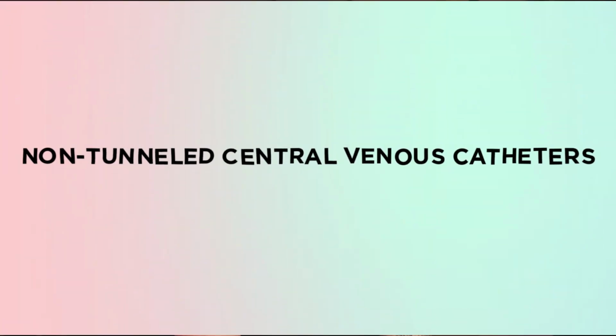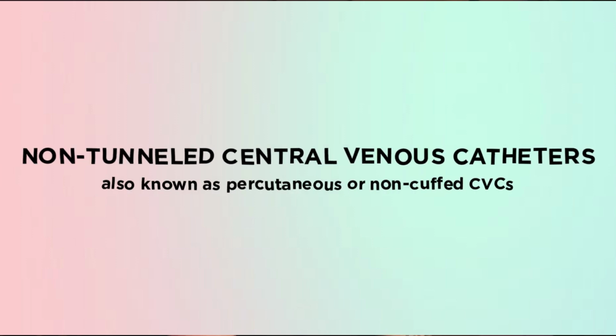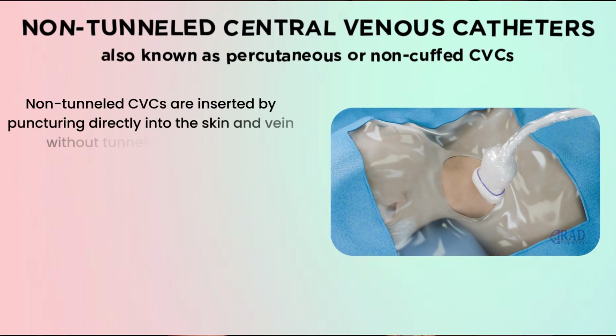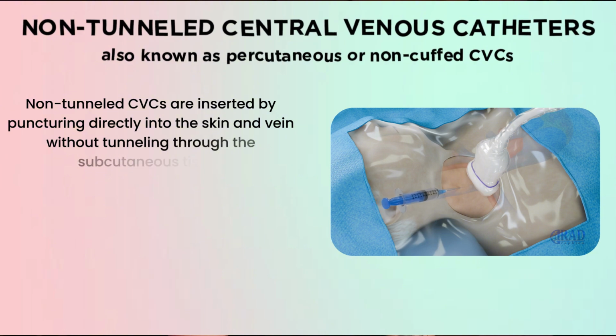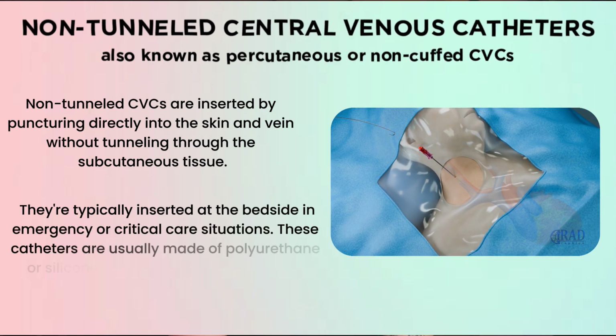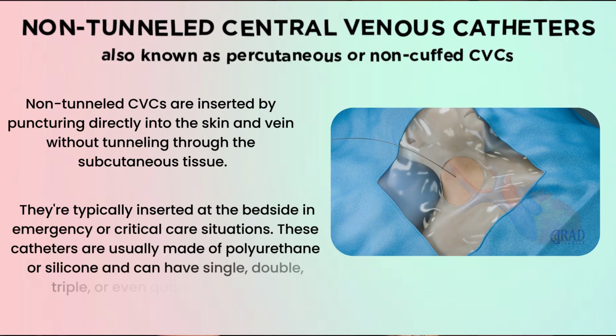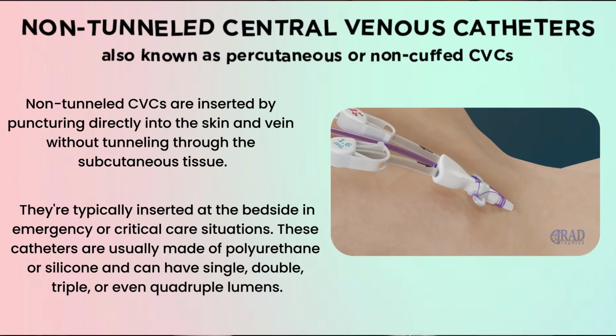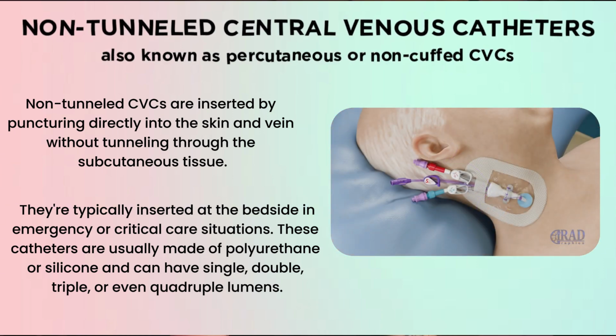Let's start with non-tunneled central venous catheters, which are also known as percutaneous or non-cuffed CVCs. Non-tunneled CVCs are inserted by puncturing directly into the skin and vein without tunneling through the subcutaneous tissue. They're typically inserted at the bedside in emergency or critical care situations. These catheters are usually made of polyurethane or silicone and can have single, double, triple, or even quadruple lumens.